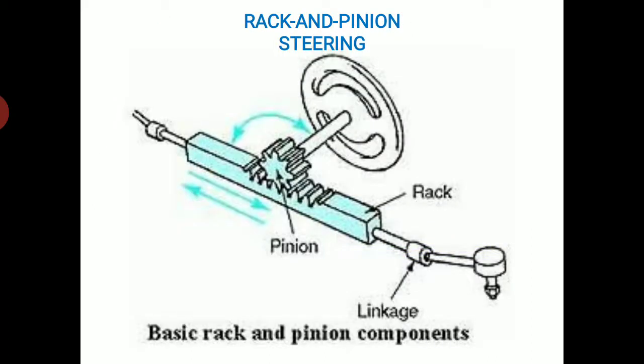You can see the rack and pinion steering. The steering is there, the pinion is there and the rack is there. When the steering is rotated, the rack moves to and fro. When the pinion is rotated, the rack is moved to and fro, and it is connected to the pitman arm or tie rods, etc. That is how the wheels are swiveled.